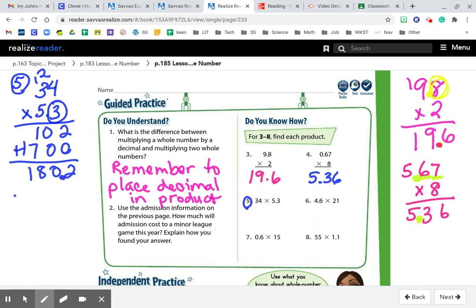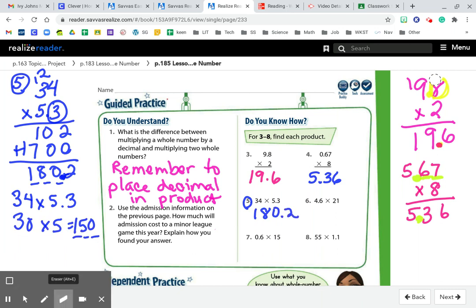And if we wanted to, we could use some of the strategies that you learned in the previous lessons to see if that looks like a reasonable answer. If we round that down to 30 and that down to 5, we have 150. So we know we're going to have a 3-digit answer. So our decimal is in the right place there. And so we have 180.2.